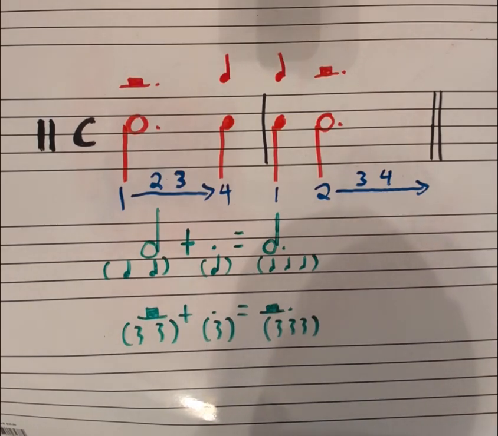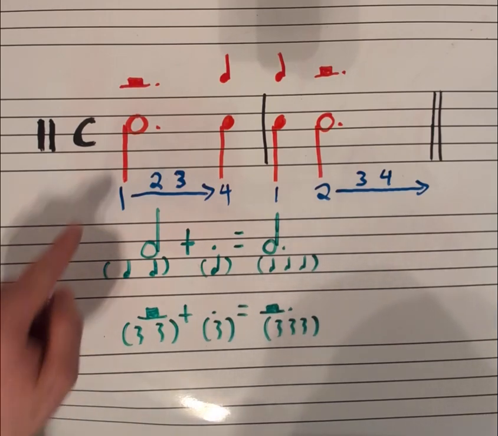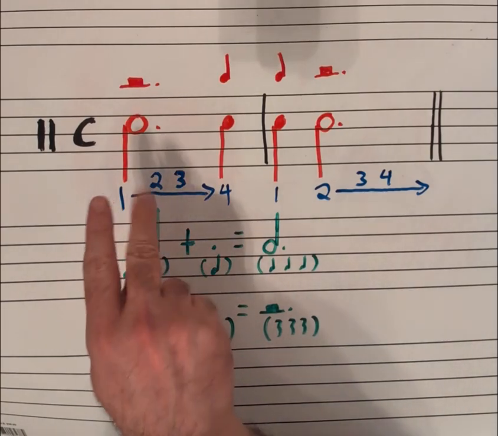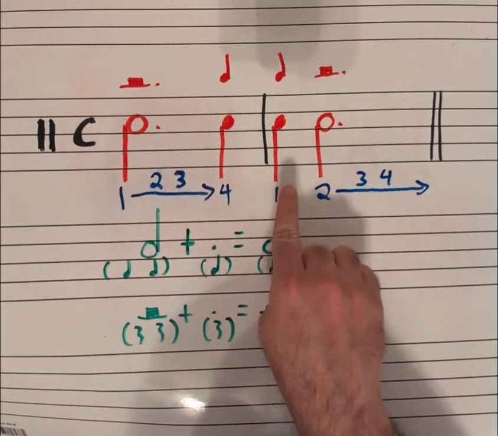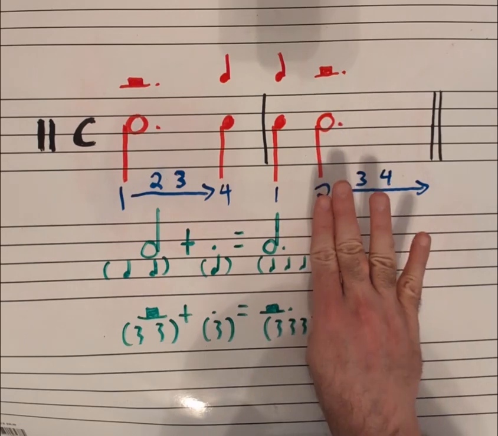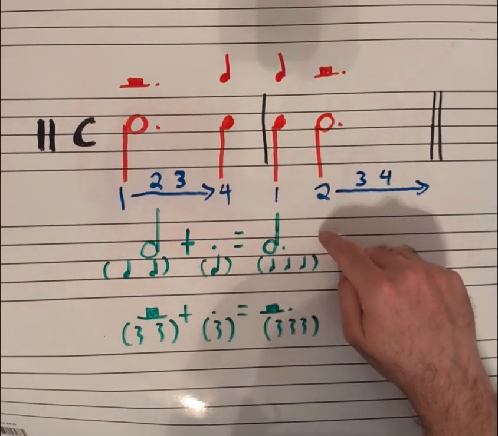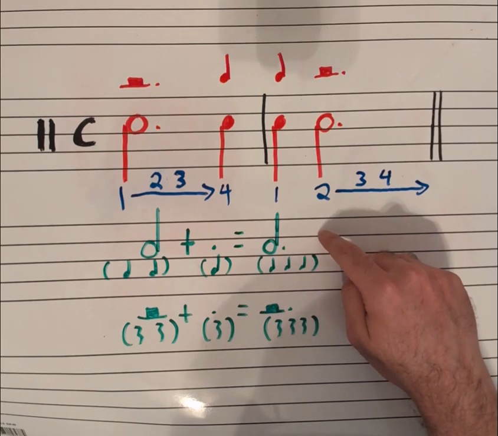If we do the whole thing in context, it would sound like this. Again, follow my fingers as they're going to be giving the count, and I'm going to be using my voice to sustain through the dotted half notes. 1, 2, 3, 4. 1, 4, 1, 2.